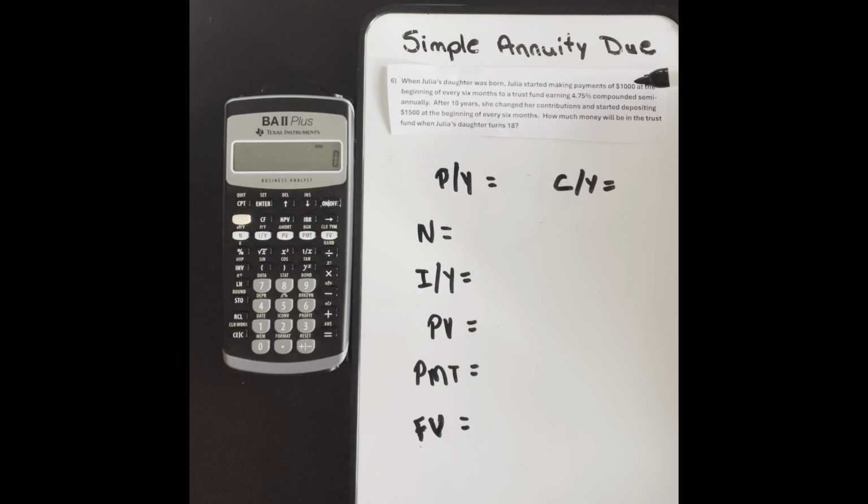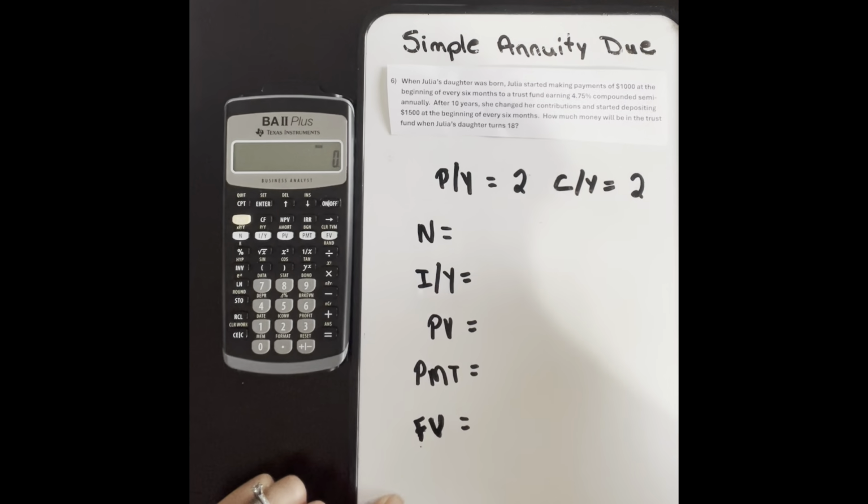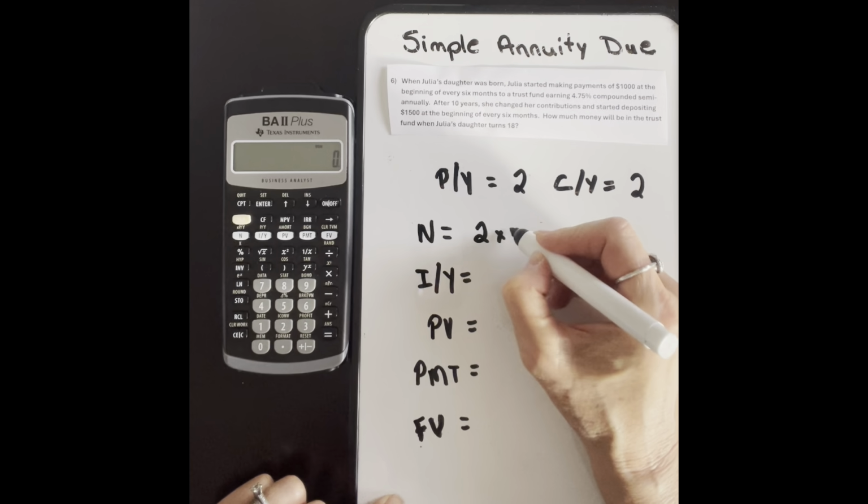In this situation, because the amount of the payments change, we're going to actually think of this as 2 annuities. In the first 10 years, it's 1 annuity, and then for the last 8 years, it's another annuity. So let's start with the first annuity. Both the payments and the compounding is semi-annually, so both of these values is 2. In the first 10 years, 2 times a year times 10, there will be 20.